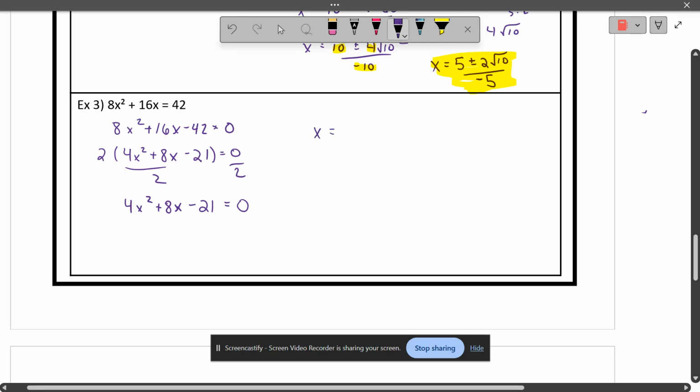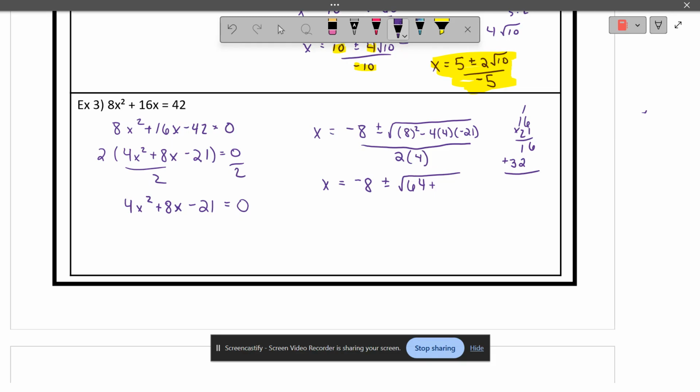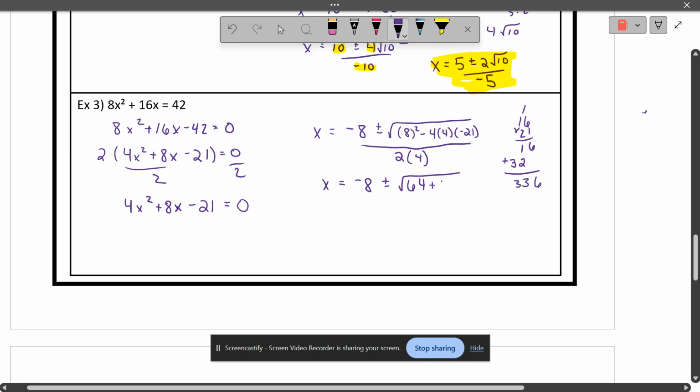So x is equal to negative b, so negative 8, plus or minus the square root of b squared, so 8 squared, minus 4ac, so 4 times 4 times negative 21, all over 2a, so 2 times 4. x is equal to negative 8 plus or minus the square root of 64 plus 16 times 21, right? So 336, all over 8.